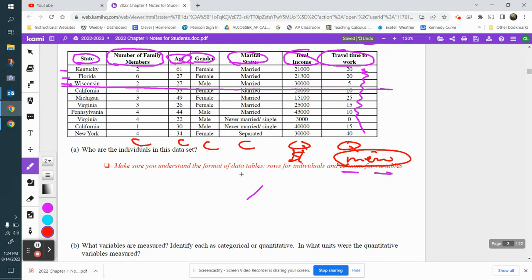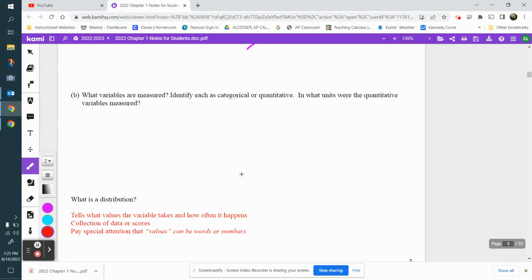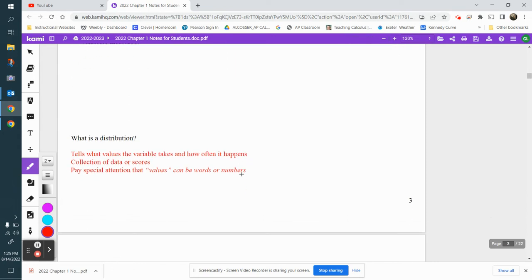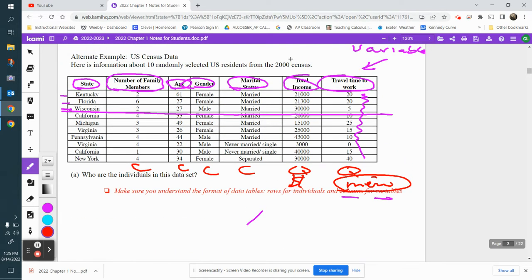All right, so let me go back over here. We talked about this. That's what I just did up there. So what is a distribution? I'll slide back down here. Oops, I got to watch my pen. This here is a distribution.